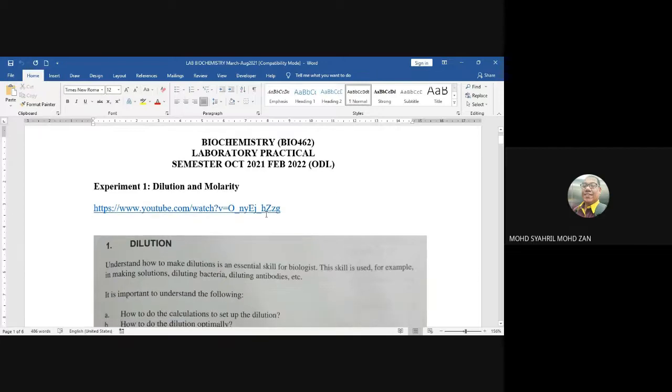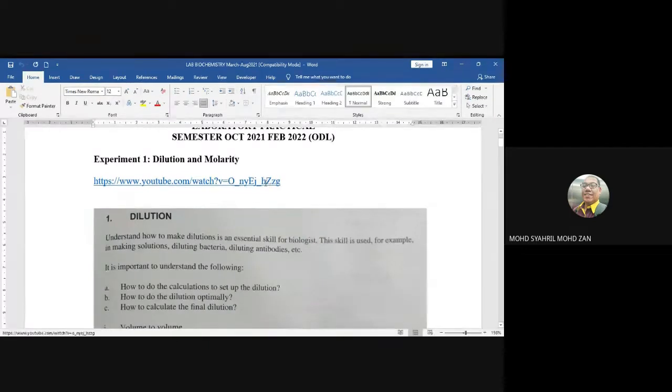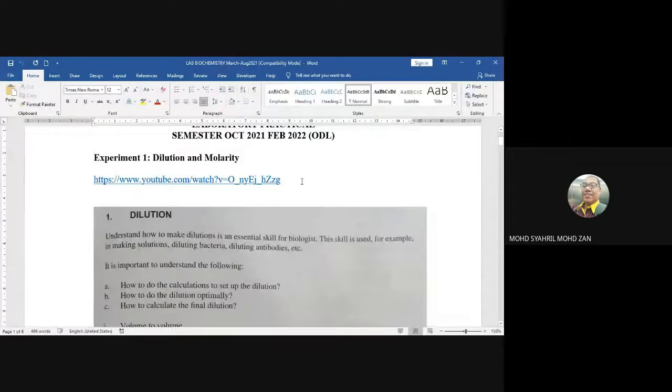So for the first experiment, okay, which we did on the ODL here, it's experiment number 1. Okay, it refers to dilution and molarity. Alright. So I already have the link for YouTube for this experiment. Alright. So you can search this one. So boleh buka dan boleh tengok. So at the end of the session ni saya akan buka balik video ni. So boleh tengok dalam practical ni. So kita akan record sekali.